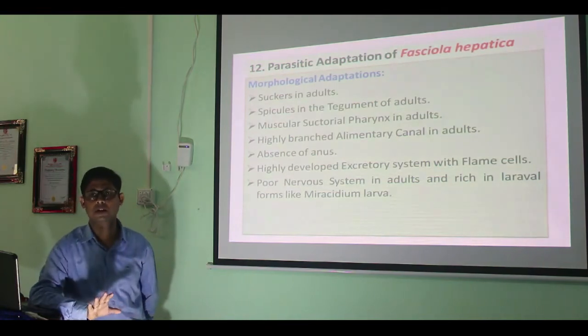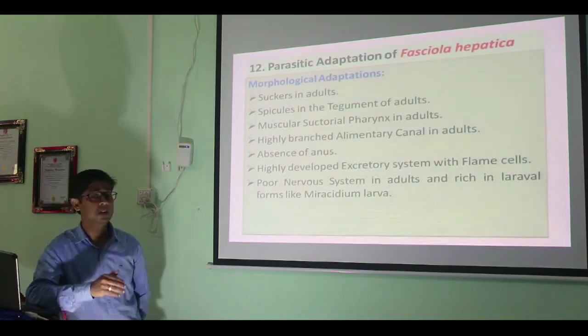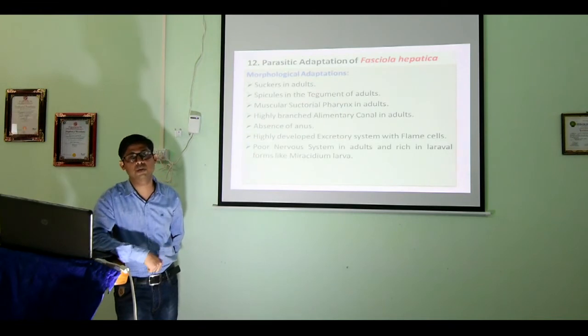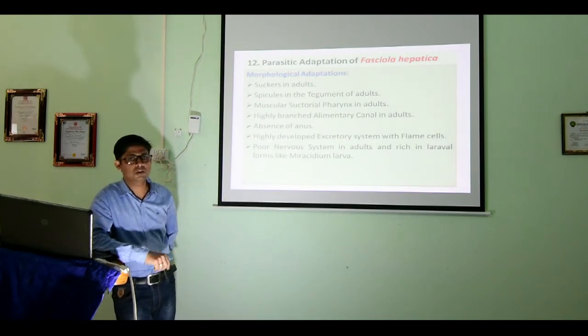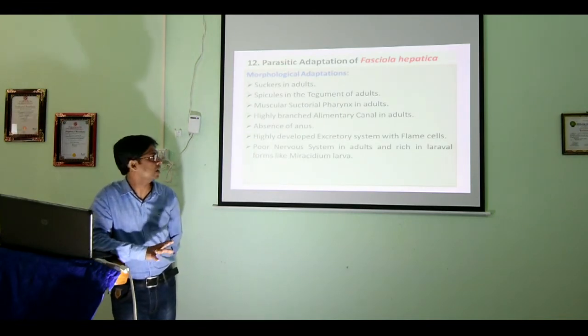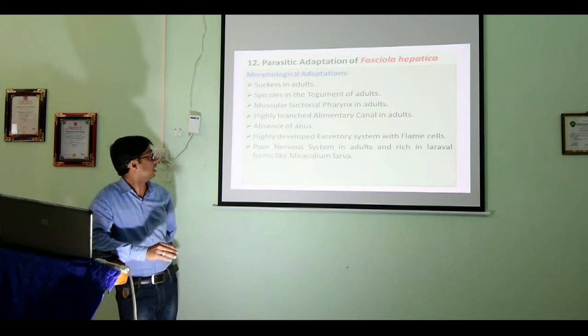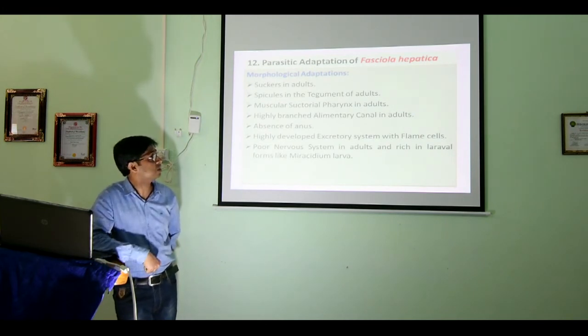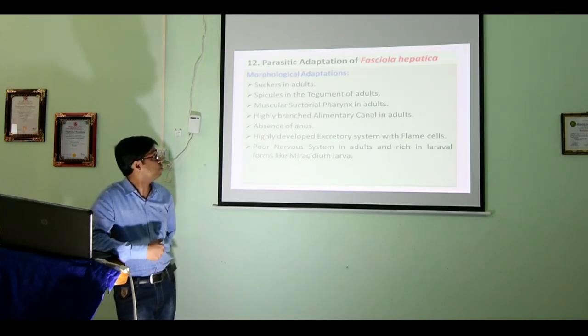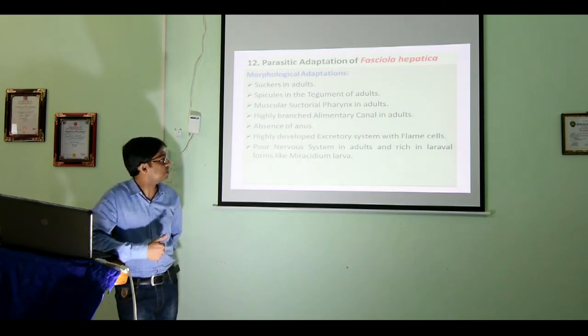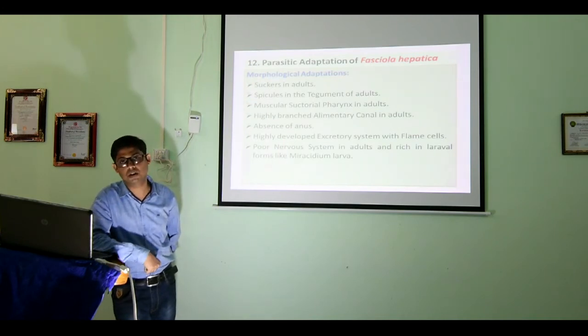They don't actually need an anus. Why? Because they take digested food from the primary host, so there is no undigested material, and an anus is not required. Then again, there is a highly developed excretory system with flame cells. Then there is a poor nervous system in adults and a rich one in larval forms like the miracidium larva.